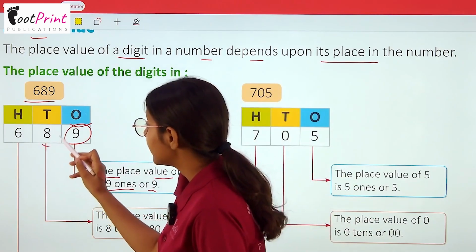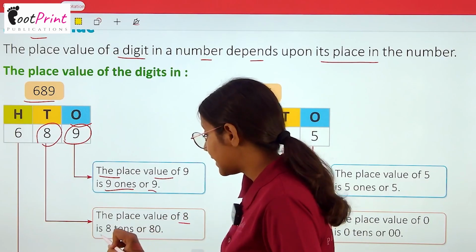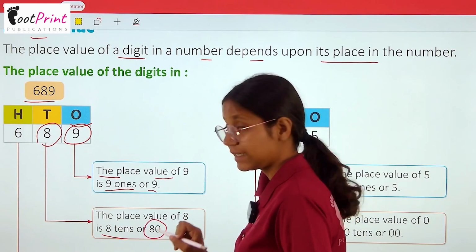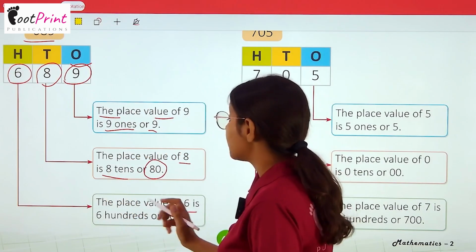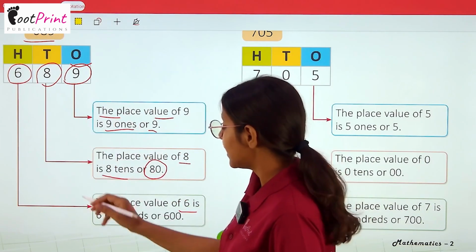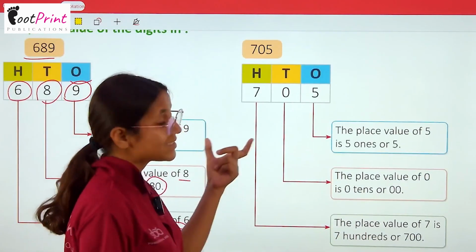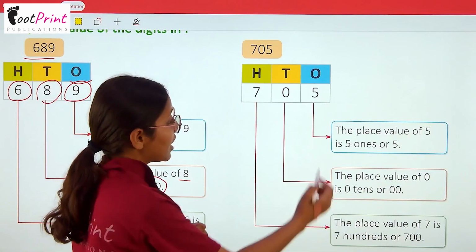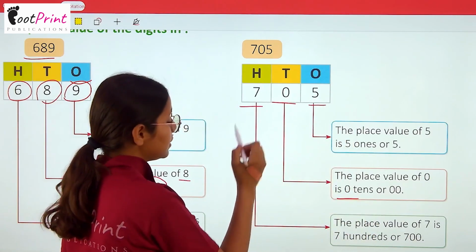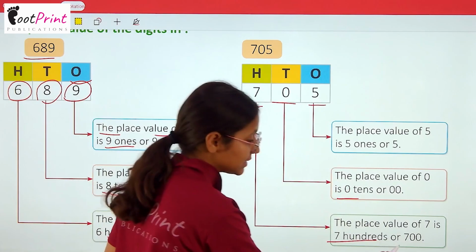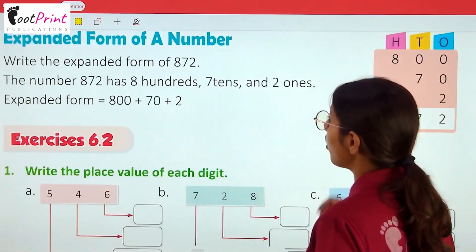Now 8 is at the tens place. So 8 has the value of tens, 8 tens. So it is 80. Now 6 is at the hundreds place, so the place value of 6 in this number is 600. In a similar manner, in 705, 5 has the value of ones. 0 means 0 tens. And 7 means 7 times 100. That is 700.